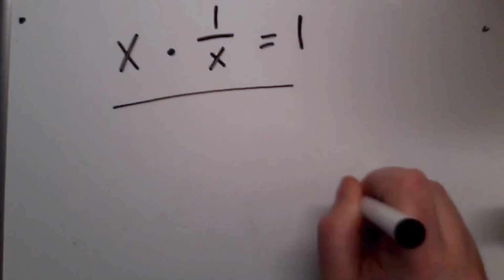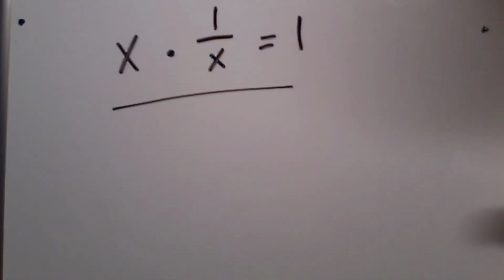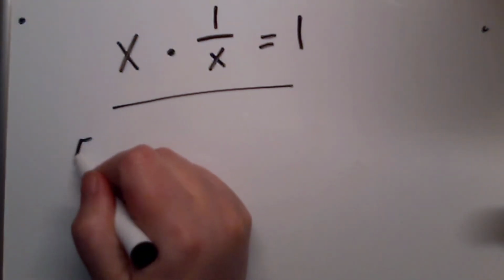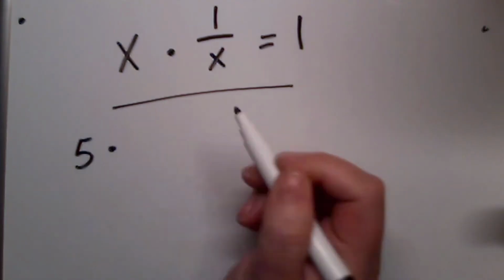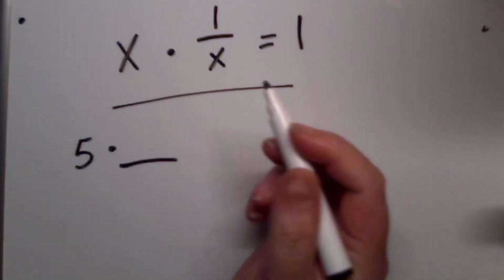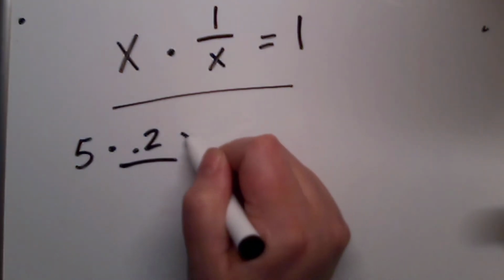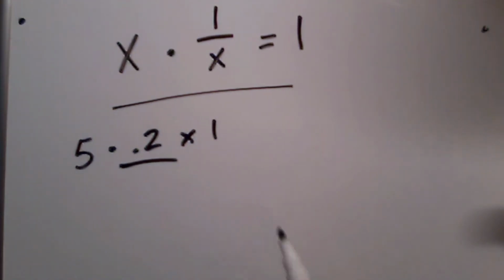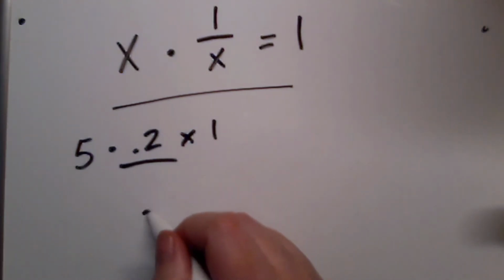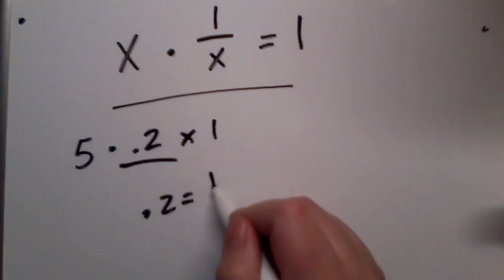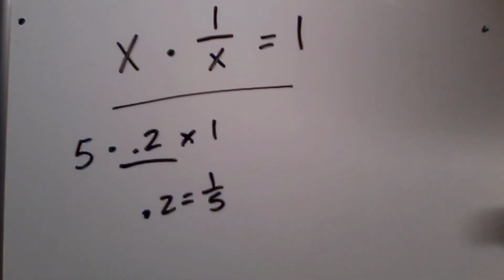So in your worksheet, you will see that you actually have a lot of practice in switching, taking a number, multiplying it by its reciprocal in decimal form. So this would be 0.2 times 5 equals 1, because 0.2 is the same as saying 1/5. So you're going to get some practice with that in your workbook.